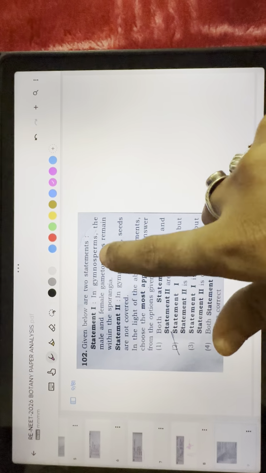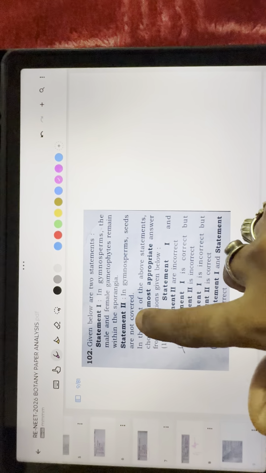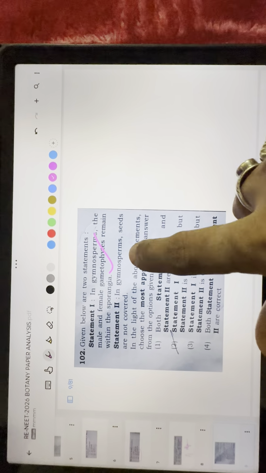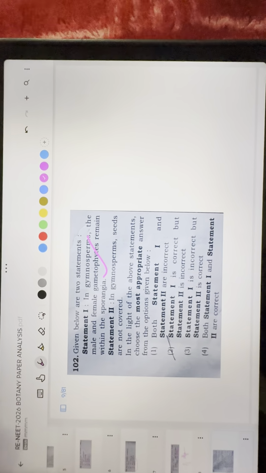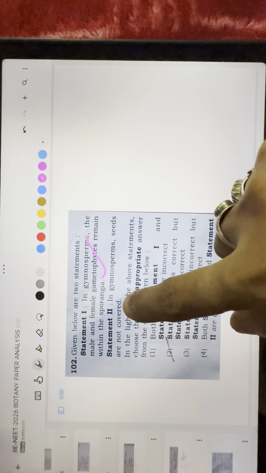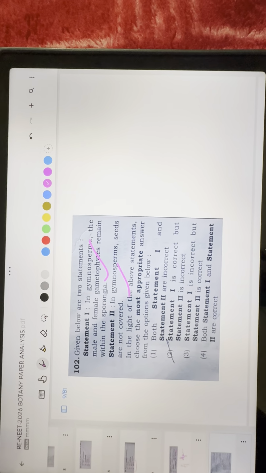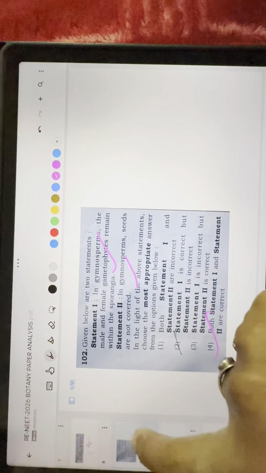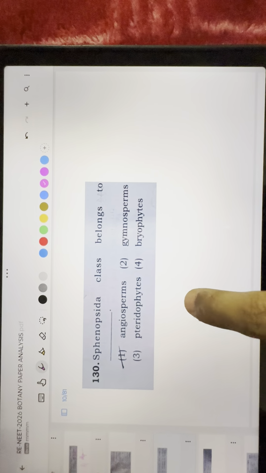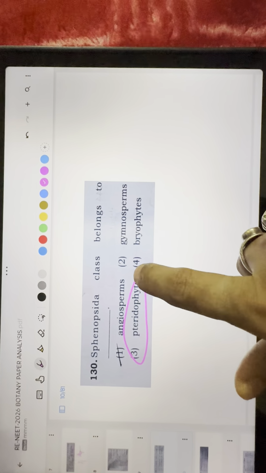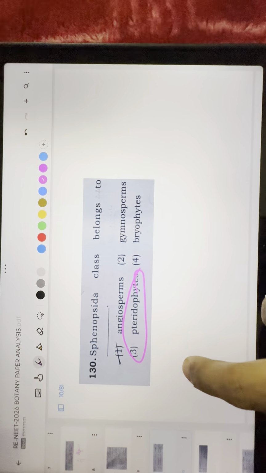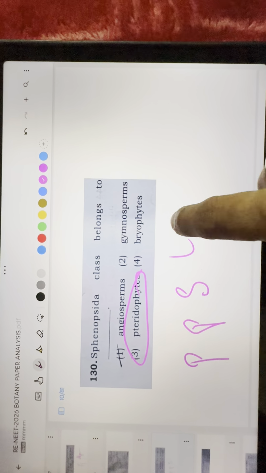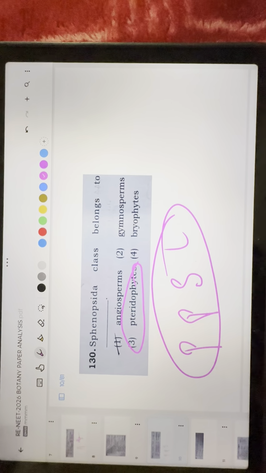Then in gymnosperms, the male and female gametophytes remain within the sporangia. So yes, this is correct. Why? Because we call this a reduced type also. In gymnosperms, seeds are not covered, so that is why we call them naked seeded. So both statements are correct. So the fourth answer will come for this. Next. Spinopsida class belongs to, it is actually Pteridophyta. In Pteridophyta, four classes are there: Coelopsida, Pteropsida, Spinopsida, and Lycopsida. Like this, the classes come under Pteridophyta.